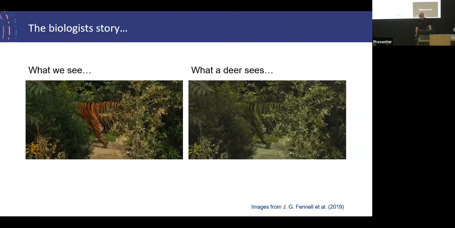The biologist's explanation explains why tigers have stripes, but I'm not a biologist. And my question is not why do tigers have stripes, but how do tigers have stripes? The biologist can answer the why question. It's up to the chemist really to answer the how question.